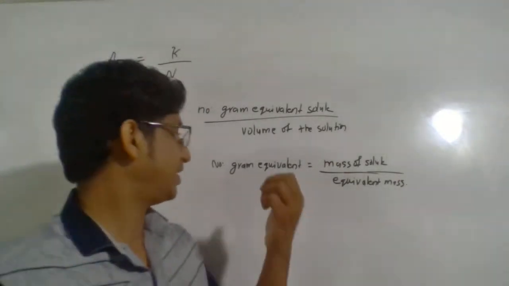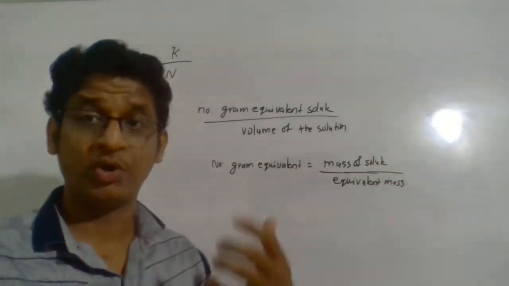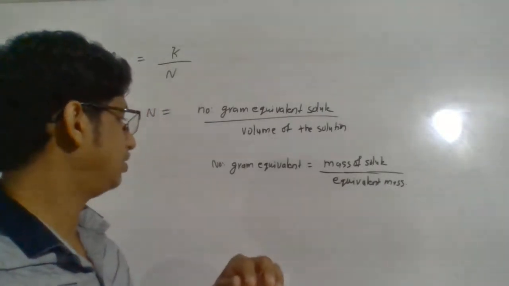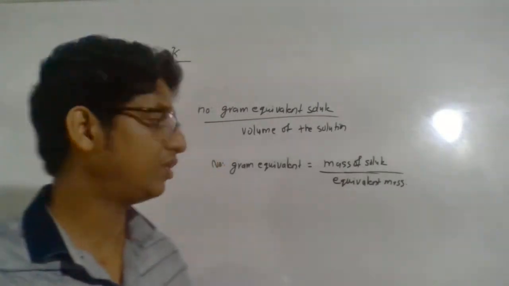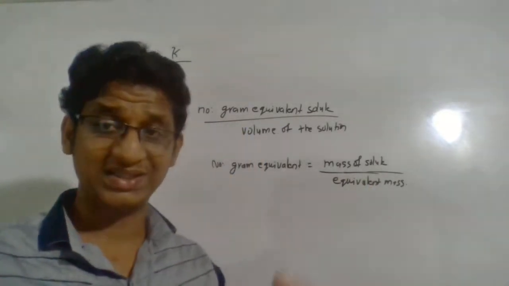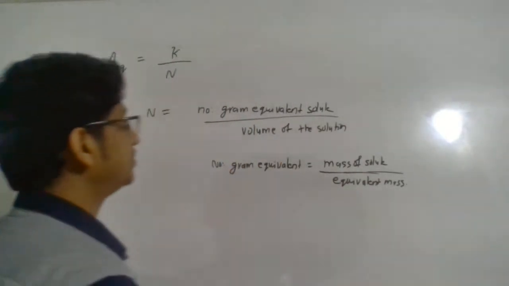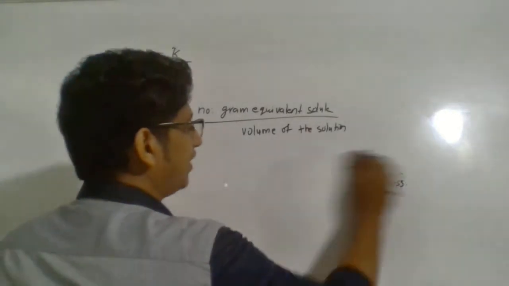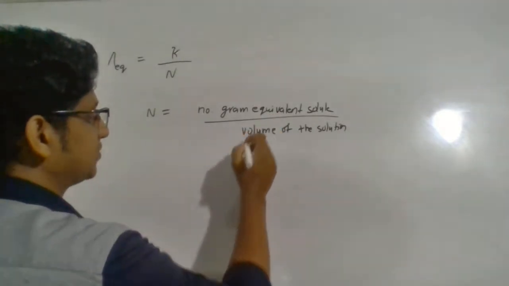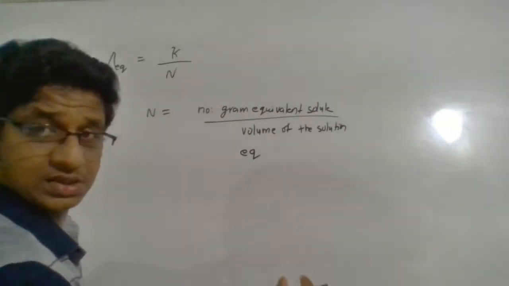If you divide the mass of the solute by the molar mass, you will get the number of moles. Here we express in equivalents, so you have to divide by equivalent mass instead of molar mass. That's the only difference. Please remember this is something that you studied in solutions as well, right? So what's the unit of normality? Let me express the unit of gram equivalent as equivalence.